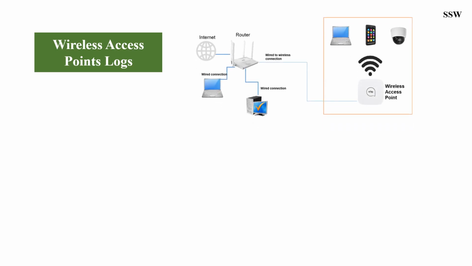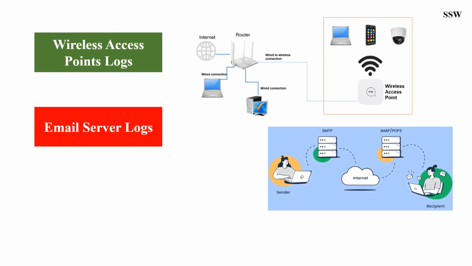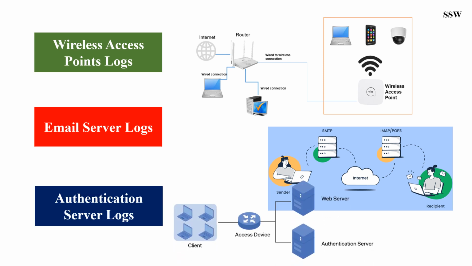Wireless access point logs. So these logs document wireless devices that are connected to the network. Email server logs. These logs save the data about the incoming and outgoing email traffic, including the sender and recipient address and timestamps. And the next is authentication server logs. So these logs maintain the records of successful and failed login attempts, which helps to trace the user activity and unauthorized access attempts.